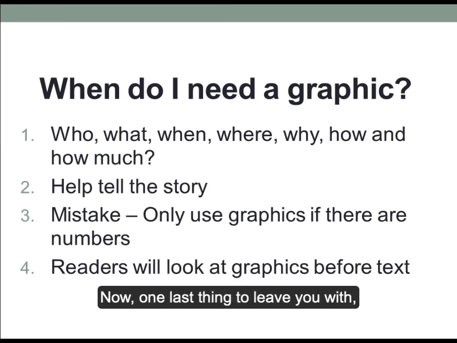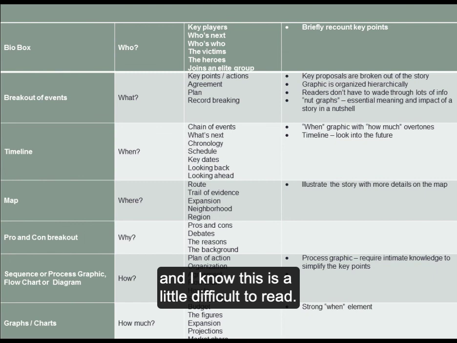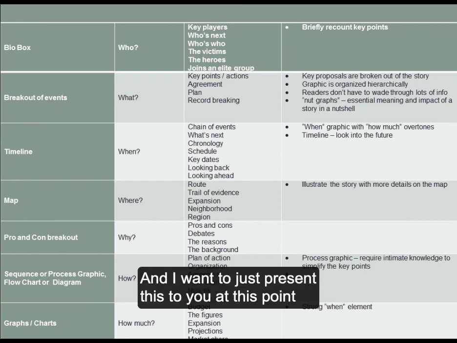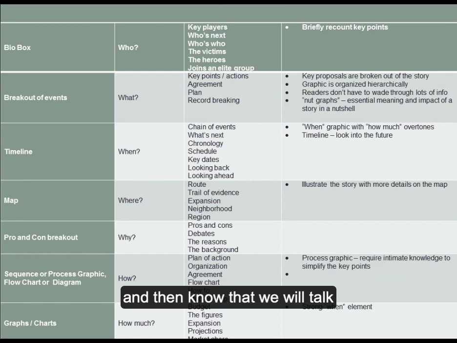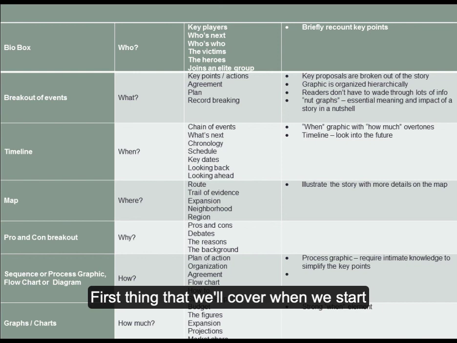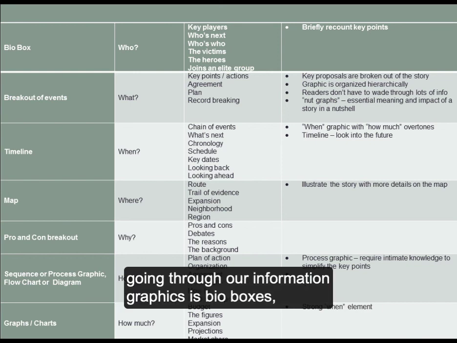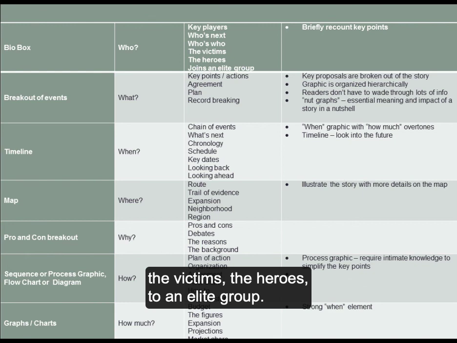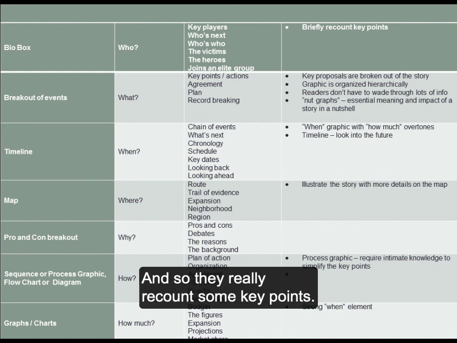Now, one last thing to leave you with, and I know this is a little difficult to read. This is in your lecture notes for this section, on making a graphical point. It breaks down some of those different types of graphics, and I just want to present this to you at this point and let you know that we will talk about each one of these in detail. The first thing we'll cover when we start going through our information graphics is bio boxes. They answer the question who: key players, who's next, who's who, the victims, the heroes, joining an elite group. They really recount some key points.